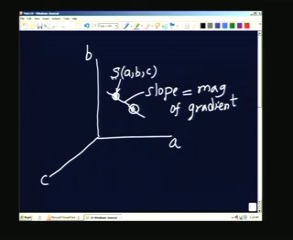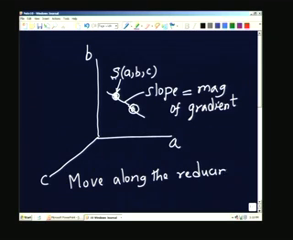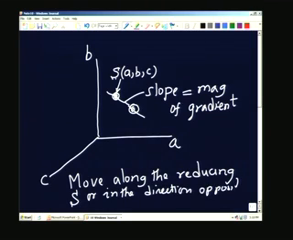So, what I can do is find out the direction in which it is. We know that the gradient is the direction in which the maximum amount of change will take place, and what I will do is go in the direction of reducing value of S. So, we move along the reducing value of S, or in the direction opposite to the gradient.